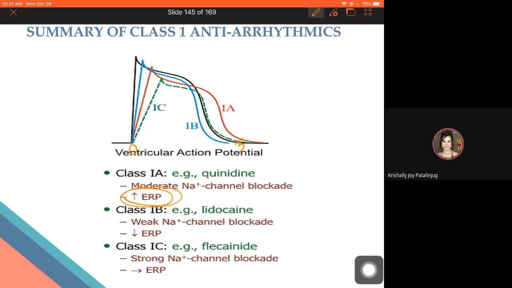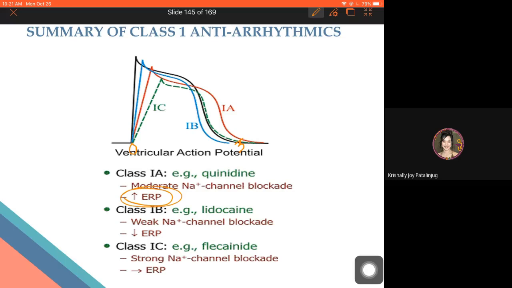Now, for class 1B naman, recall na ang class 1B agents, they are said to be weak. So, tandaan lang, weak sodium channel blockers. If weaker yung sodium channel blockade, it only means na kukonti lang yung difference ng depolarization time between no drug versus 1B agents.